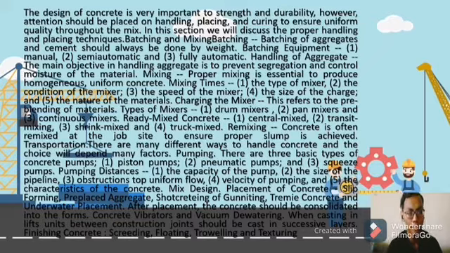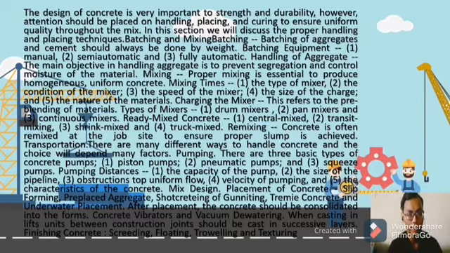Then, charging the mixers. Type of mixers. Generally, mixers can be divided into 3 types. First, drum mixers. Second, pan mixers. And third, continuous mixers. After that, ready-mixed concrete. There are several ways to handle this type of operation. First, central mixers. Second, transit mixing. Third, shrink mix. And fourth, truck mix. Lastly, remixing. Concrete is often remixed at the job site to ensure proper slump is achieved.